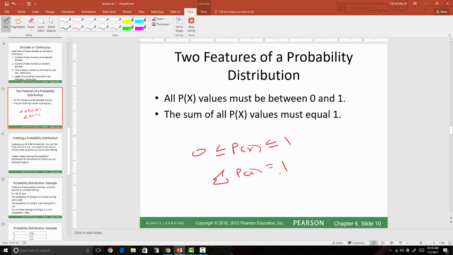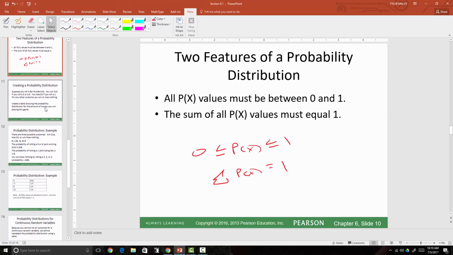So in other words, if I add up all the possible outcomes, all the probabilities, that needs to add up to 100%, right? Because there's a 100% chance that one of those will happen. So those are two key features. If those 2 things are not true, then it's not a probability distribution, right?